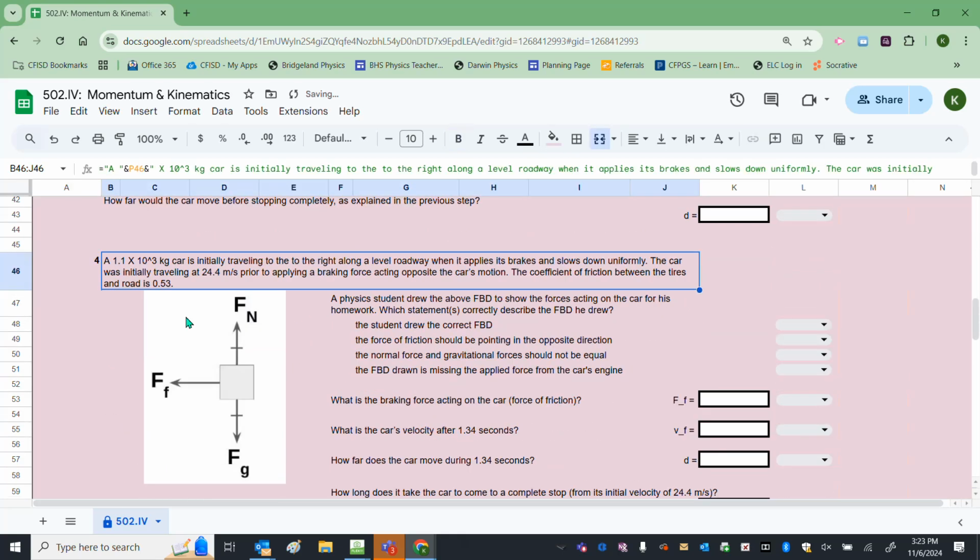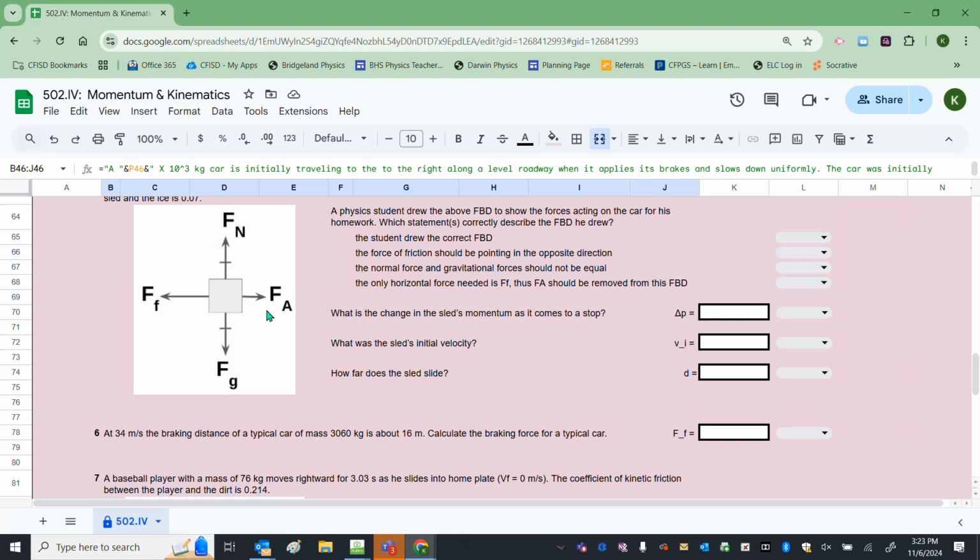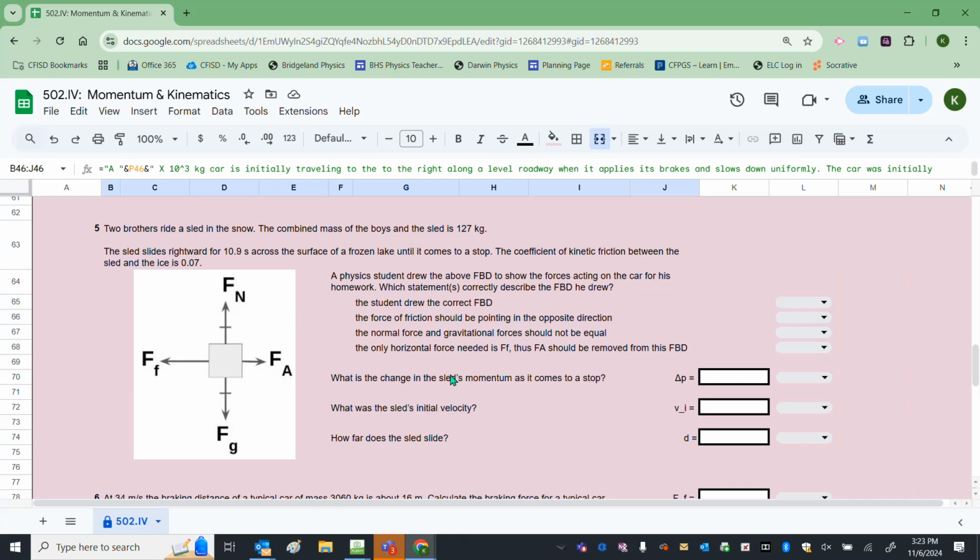number 4, same idea. You'll notice it's the same questions. What's the force of friction? What's the velocity after this time? How far does it move? Here's another one, with a sled? What's the change in momentum? What's the initial velocity? How far? Those are the same questions we just answered with a different scenario.